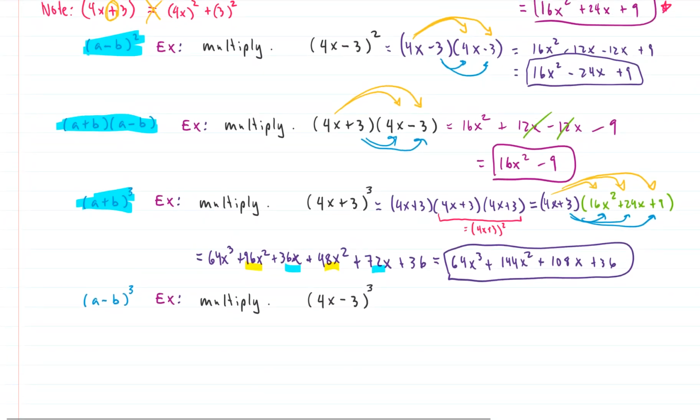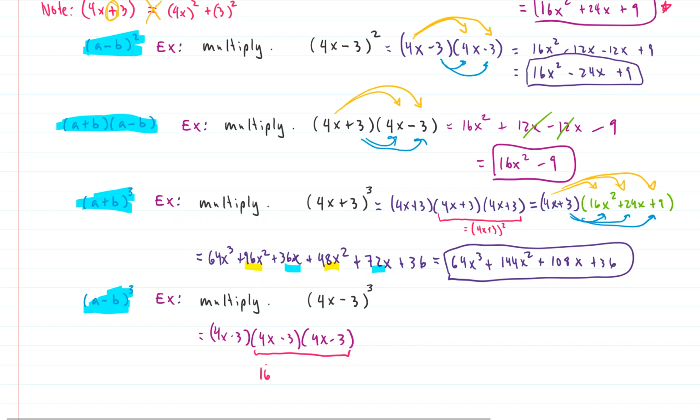Let's try our last special form. Our last special case or special form is a minus b, so something minus something, all cubed, quantity cubed. And I'm going to do the same thing that I did before, meaning 4x minus 3, all quantity cubed, is just the same thing as 4x minus 3 times 4x minus 3 times 4x minus 3. And again, we know what this is, the 4x minus 3 squared, because we did that above.